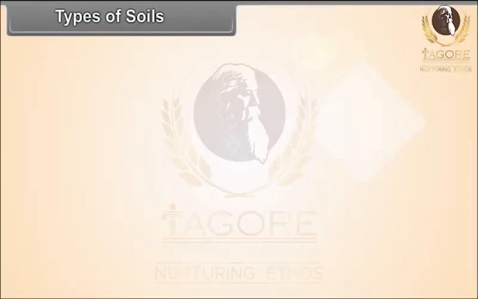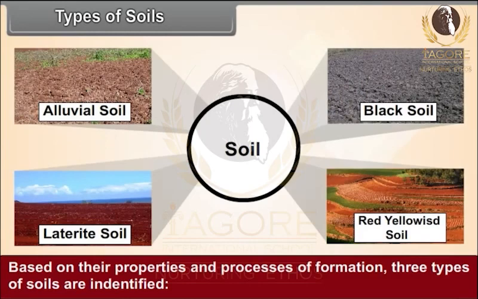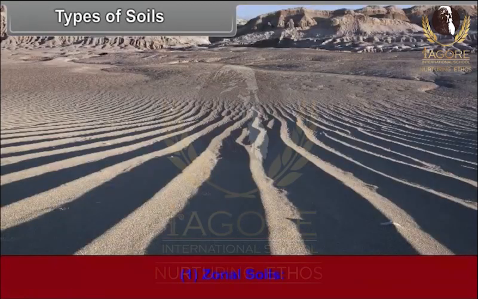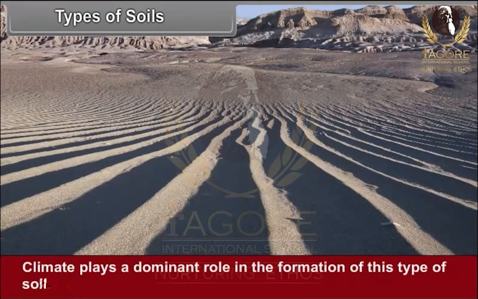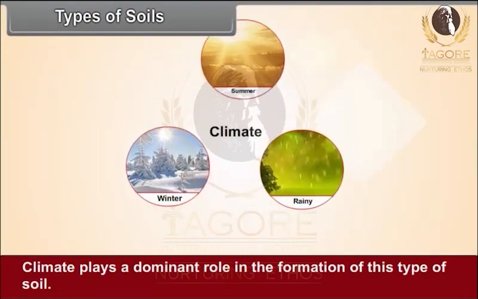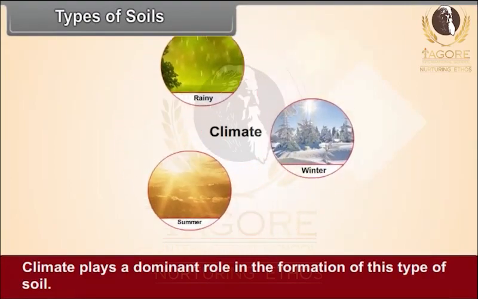Types of soils. Based on their properties and processes of formation, 3 types of soils are identified. Zonal soils. Climate plays a dominant role in the formation of this type of soil.